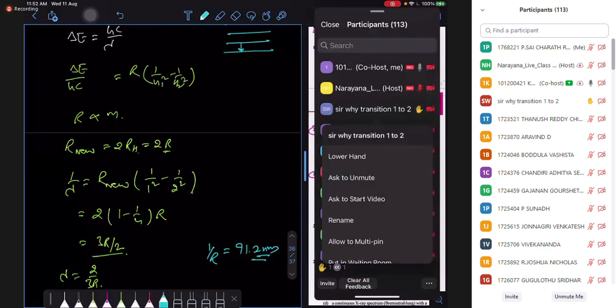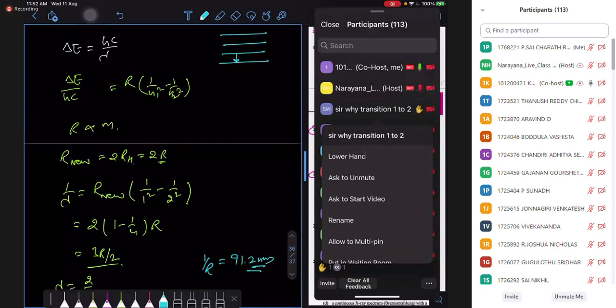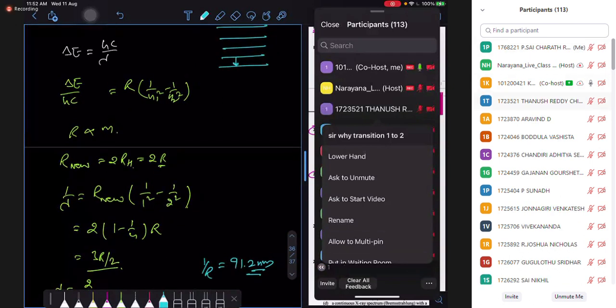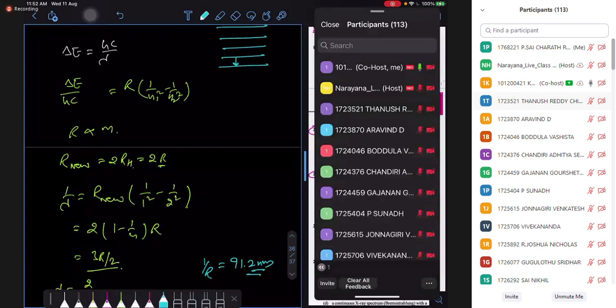Why is the transition from 1 to 2? He asked for the maximum wavelength. For the maximum wavelength you require minimum energy. Minimum energy comes if you make a transition between n1 and n2. If you make a further higher jump, energy increases. So lambda is maximum for this transition.